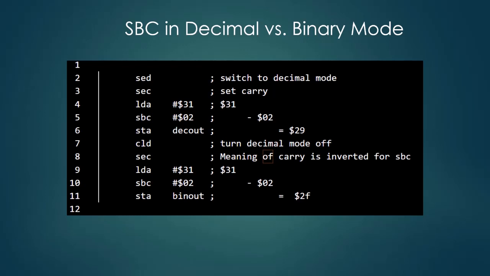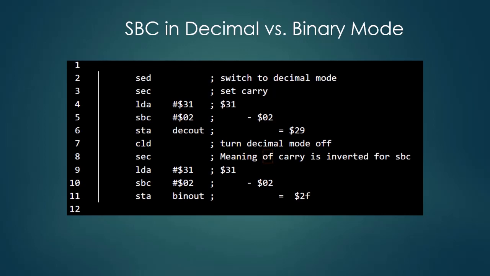So let's look at how subtract with carry would operate in decimal versus binary mode. Same thing at the beginning here. We're going to set decimal mode. We're going to set carry. And if you haven't watched that video yet, carry works in reverse on subtract. In other words, a 1 in the carry acts as a 0. That's confusing. I don't like it, but that's how the chip is made.